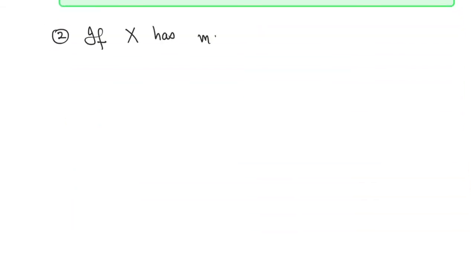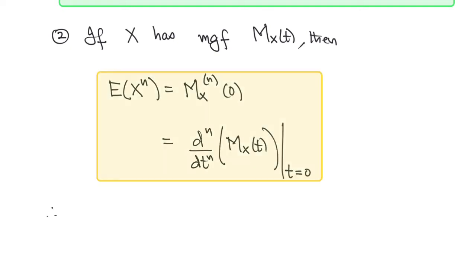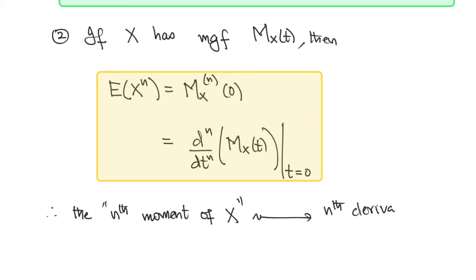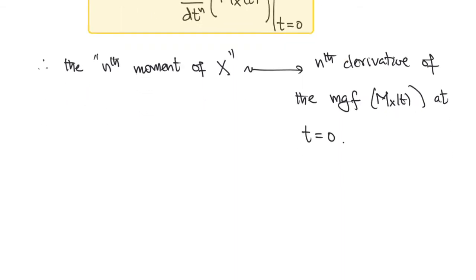If X has MGF M_X(t), then the expected value of X to the n, that is the nth moment, can be evaluated as the nth derivative of the moment generating function evaluated at t equals 0. We will be using this property a lot to calculate the nth moments of the random variable X. Let's work with some examples here.